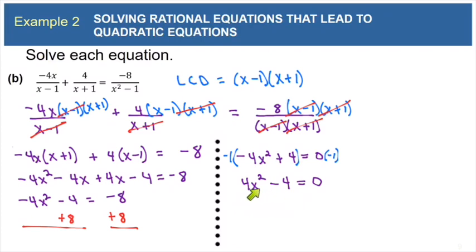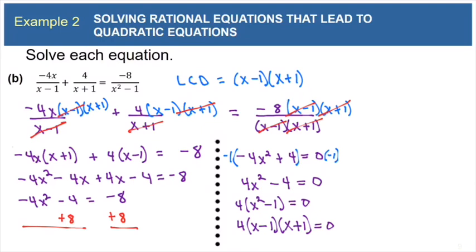Now this is a little easier to work with because the x squared term is positive, and now you can see we have a GCF of 4. So let's factor that out and see what's left. If we factor out a 4, then in parentheses we'll have x squared minus 1. And of course that is a difference of squares. We saw this in the previous example. So if we factor this difference of squares, it will become x minus 1 times x plus 1. So on the next line we're going to have 4 times x minus 1 times x plus 1 equals 0.